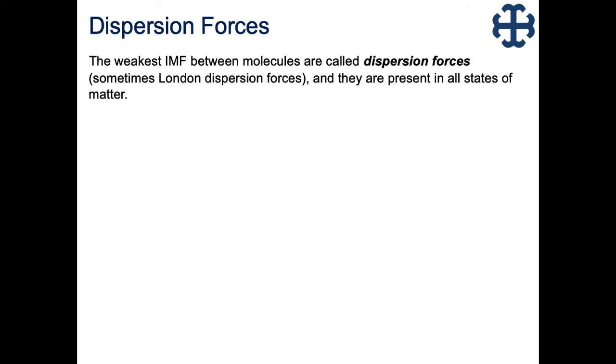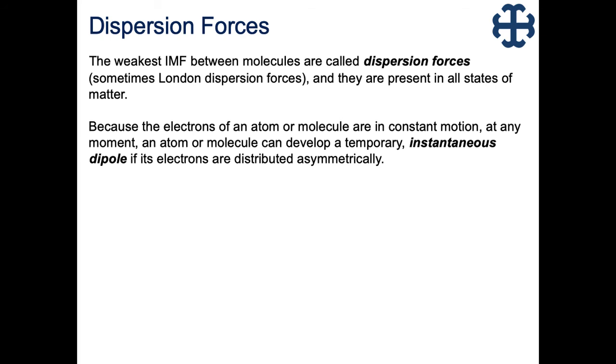Again, our weakest are dispersion forces, and they're going to be present in all states of matter. Because our electrons in our molecules are always going to be in constant motion, at any moment in time, an atom or a molecule can develop what we would call an instantaneous and temporary dipole. What that means is maybe our electrons are localized on the right side of our molecule, so that right side would become partially negatively charged for just an instant, and the left side would become partially positively charged for, again, just an instant until our electrons continue moving and redistribute more symmetrically.